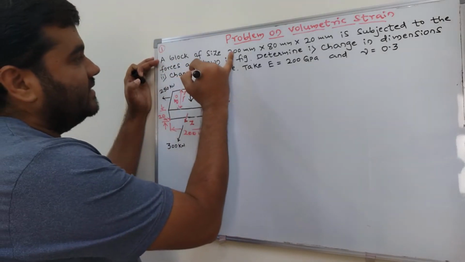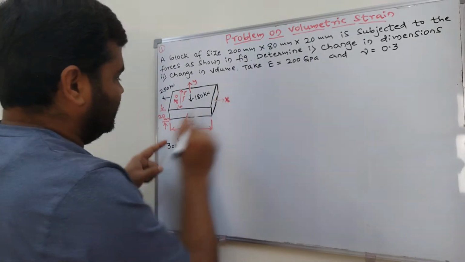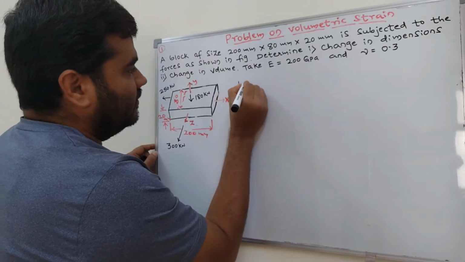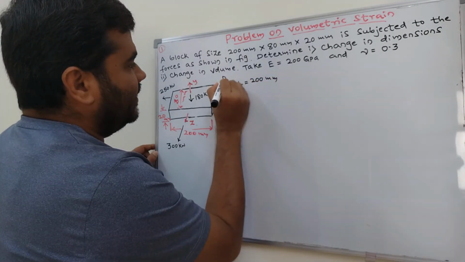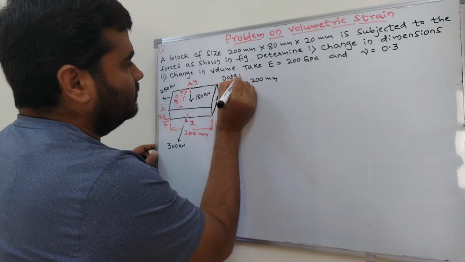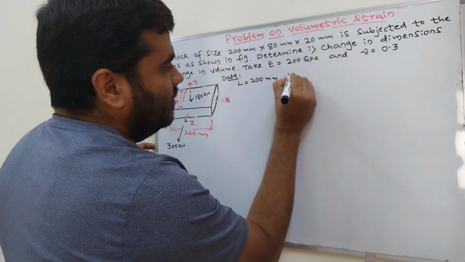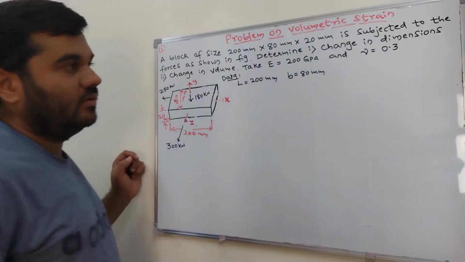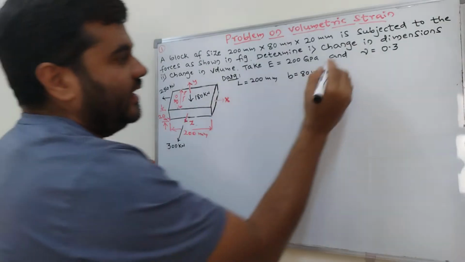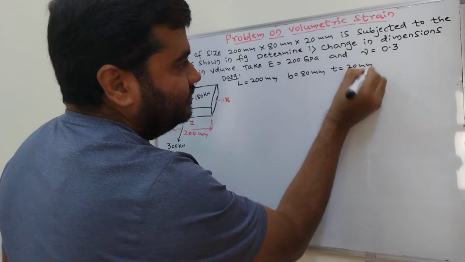A block of size 200 mm. What is 200? Length. That is L equal to 200 mm. It is data given. The width is 80 mm. That is B equal to 80 millimeter. And thickness is 20 millimeter. T equal to 20 millimeter.